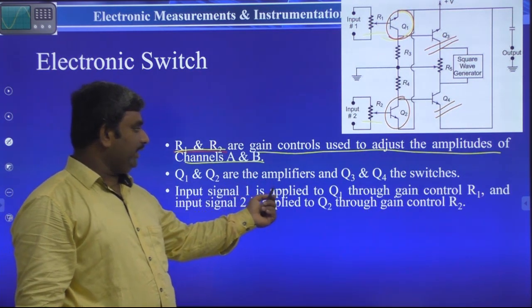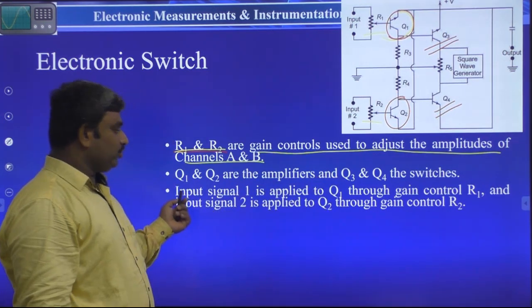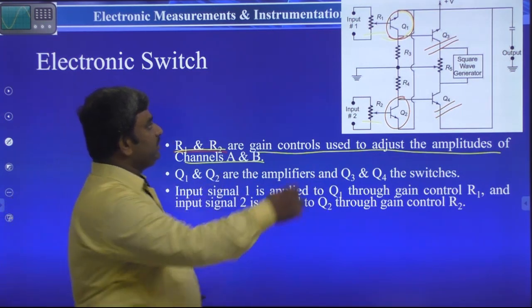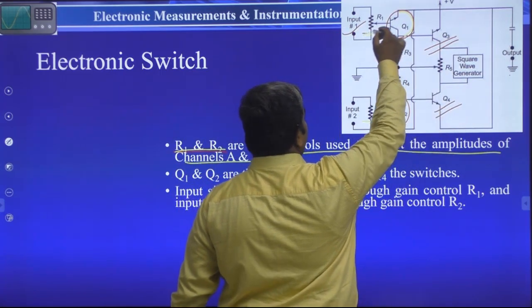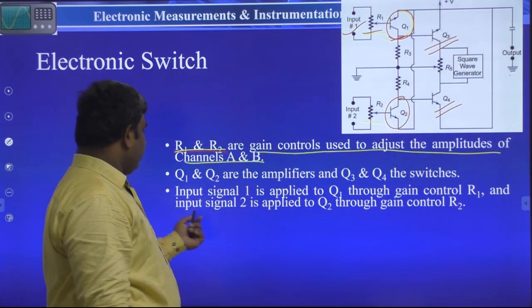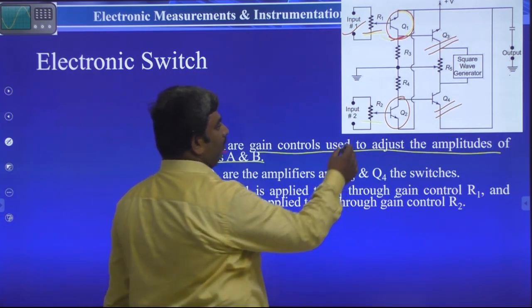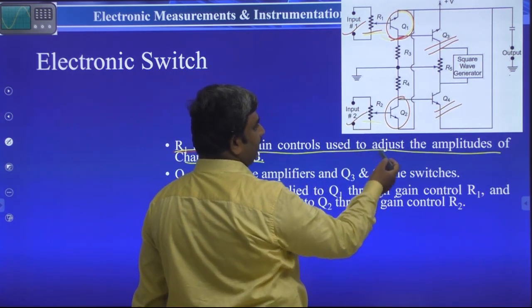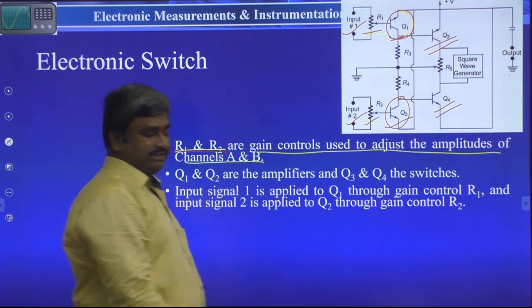Input signal 1 is applied to Q1 through gain control R1. So the input signal of channel A, input signal 1, is connected to the vertical amplifier through the R1 resistor and Q1 transistor, and input signal 2 is applied to Q2 through gain control R2. The second input signal we are connecting to the output stage through R2 and Q2 transistors.